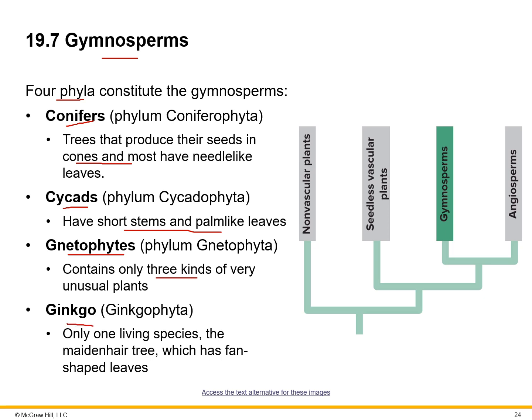And then also ginkgo. Ginkgo biloba, you may have heard of it. It has been shown to maybe have some benefit with memory. But this ginkgo plant, there's only 1 living species. And again, it's also called the maidenhair tree and has these fan-shaped leaves.